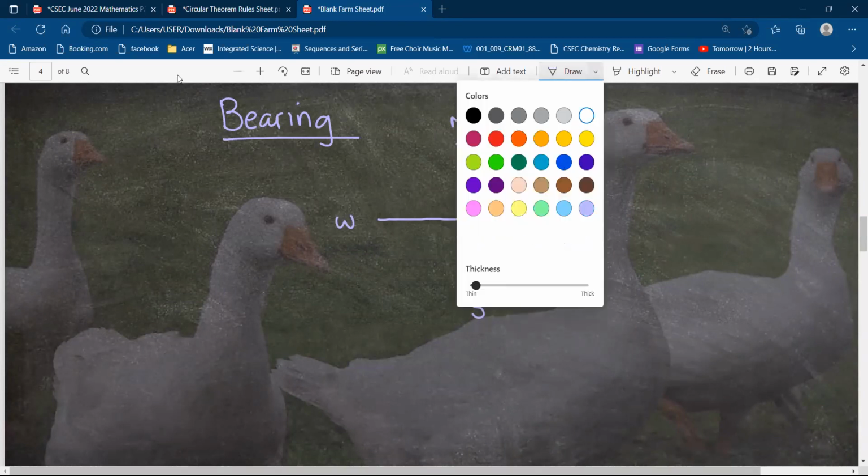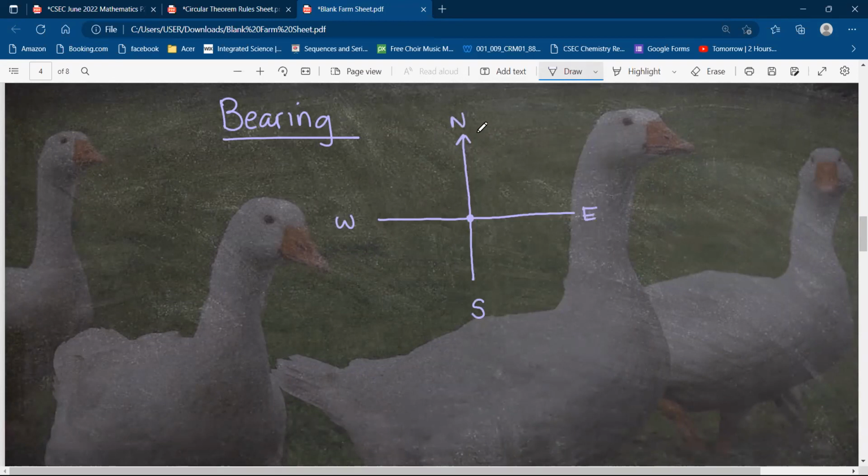Bearings are a way to give very specific directions, and you specify the directions with an angle. North is always 0 degrees, always. And you are only allowed to turn in a clockwise direction, never anti-clockwise. So north is 0 degrees, east is 90, south would be 180, west is 270 degrees, and if you go back to north, that will be 360 degrees.